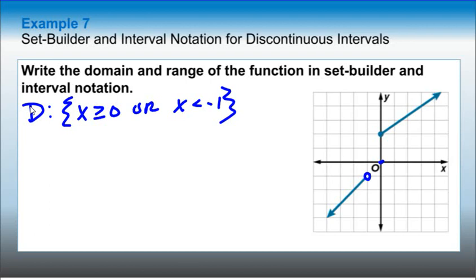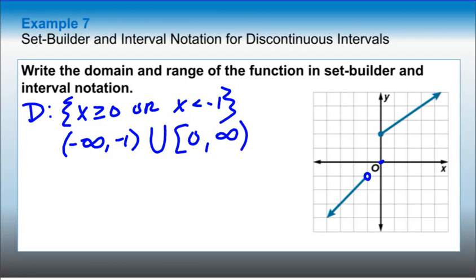In interval notation, we would have to do each one separate. So we would have parentheses from negative infinity up to -1. It cannot equal -1 because of the hole there. And then we would use the union symbol. And then the other one, it can equal 0. But on the high side, that's positive infinity, which would be parentheses.